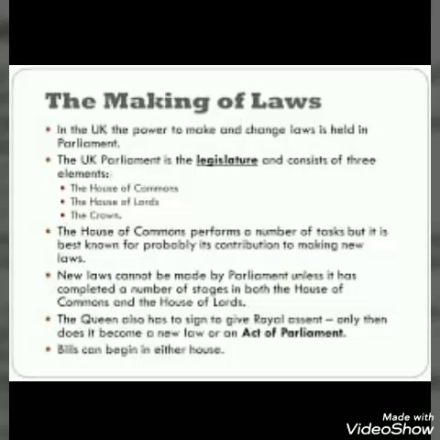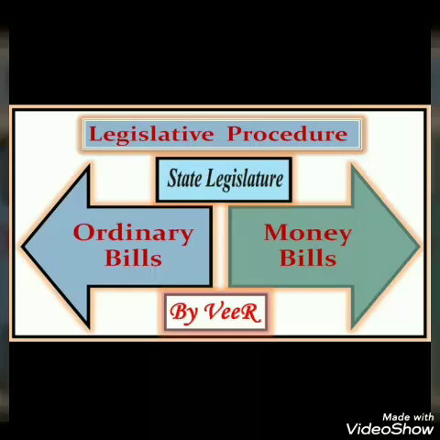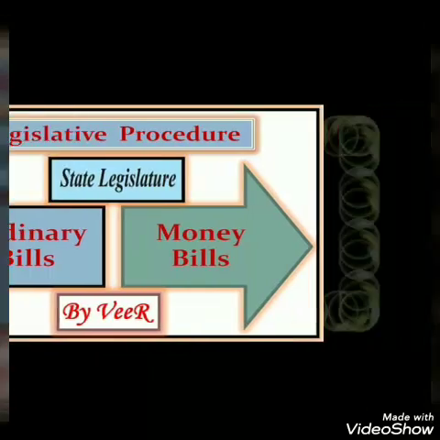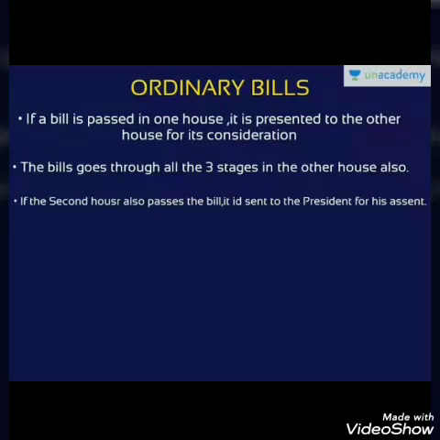There are two types of bills proposed for making law: one is the ordinary bill, and the second is the money bill. An ordinary bill means a bill other than a money bill. These bills can be introduced in any house of Parliament, either by a minister of the government or by any other private member of a house. That means any member of Parliament can introduce this type of bill.